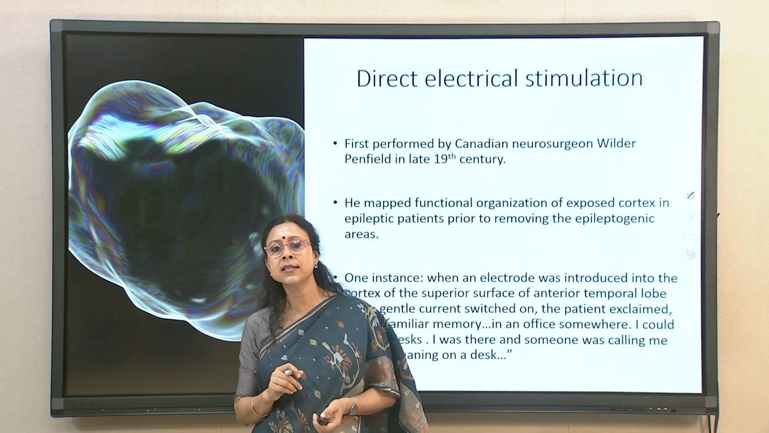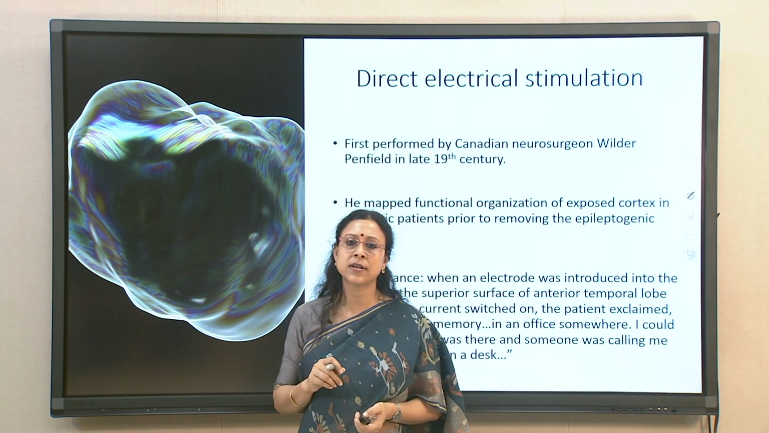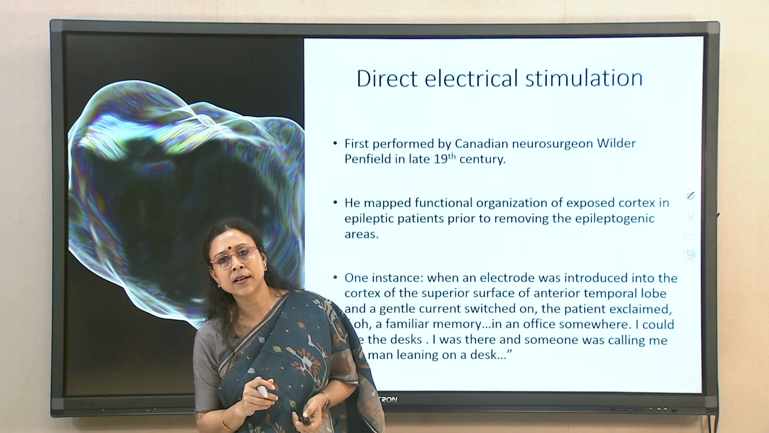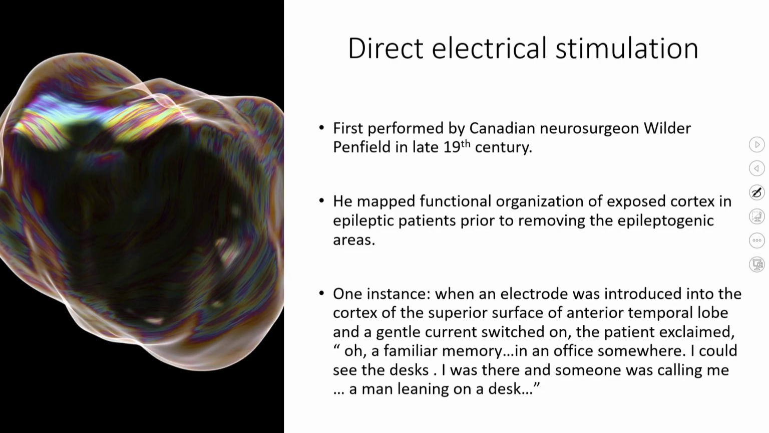So, in one such case, an electrode was introduced into the cortex of the superior surface of the anterior temporal lobe. Superior is the upper part. Superior surface of an anterior temporal lobe, and a gentle current was switched on. The patient exclaimed, "Oh, a familiar memory, in an office somewhere, I could see the desks. I was there and someone was calling me, a man leaning on a desk."